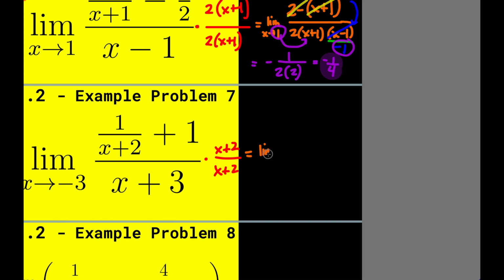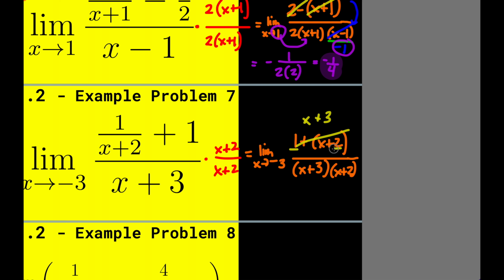So you're going to end up with the limit as x approaches negative 3. And you're going to have 1 plus (x plus 2) on top, divided by (x plus 3) times (x plus 2). Okay. From here, you'll notice this top one all simplifies to x plus 3 because the 1 and the 2 just combine there. And then now you can actually just get rid of this and this. So it's 1 over x plus 2.